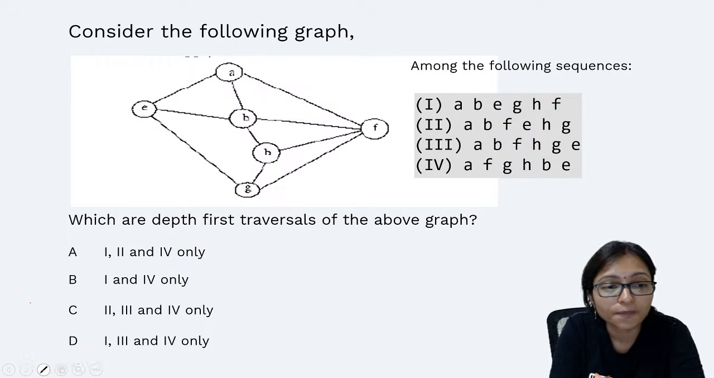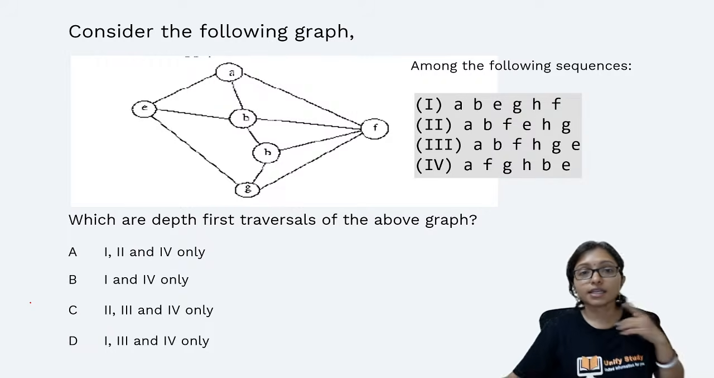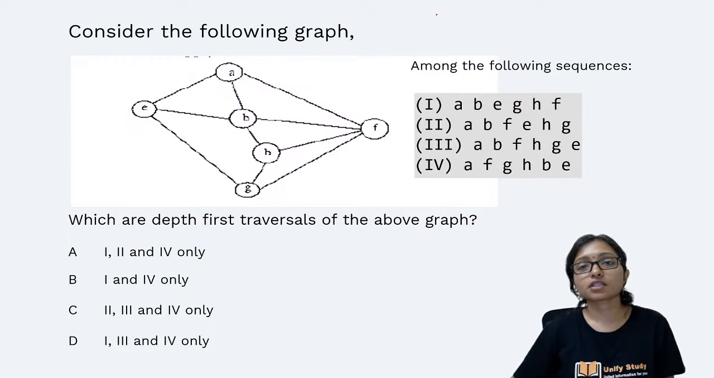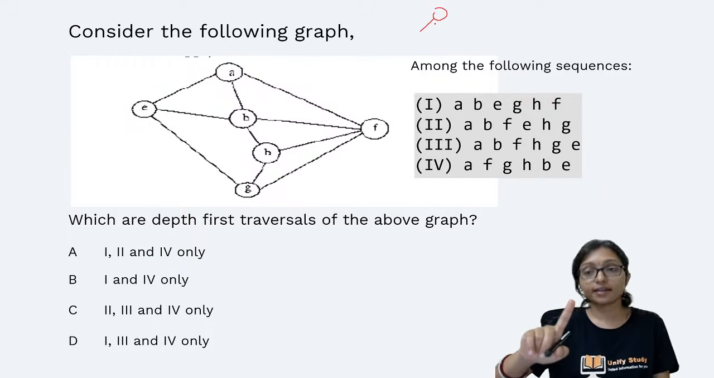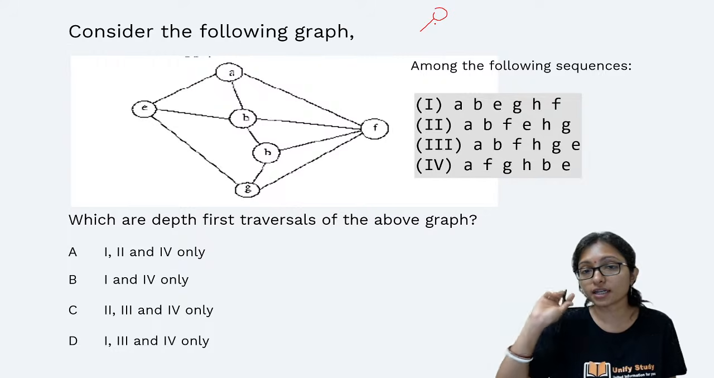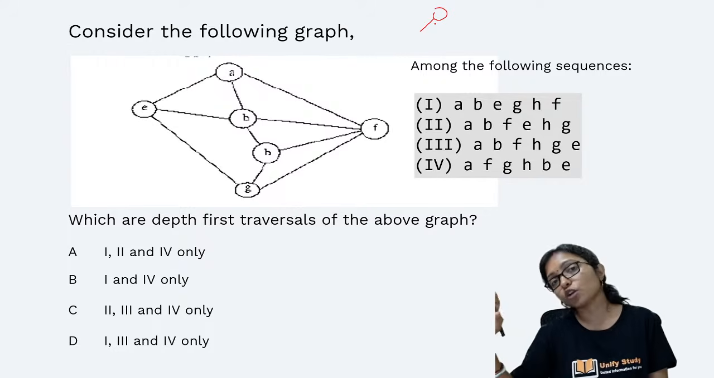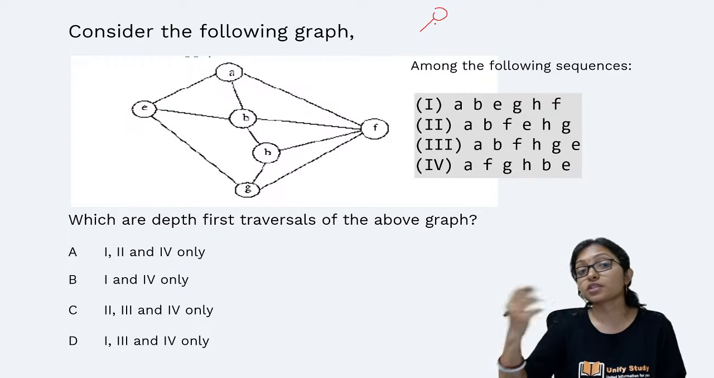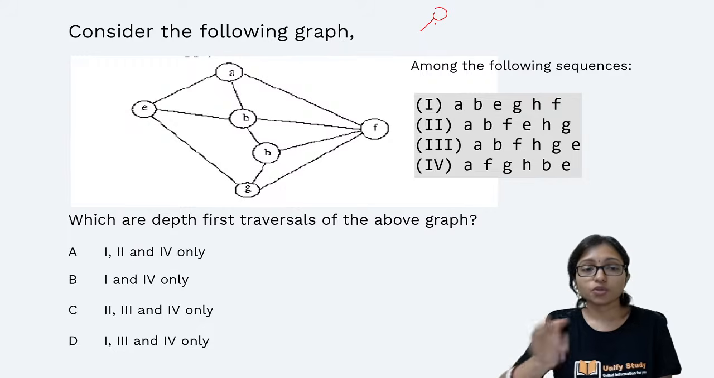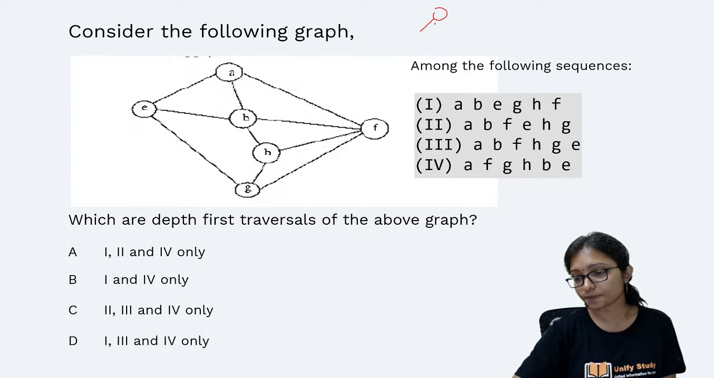Do the question. DFS means depth first search, because it is going from one node to another node which is connected. I can move to the connected node only. I cannot move to a node which is not connected. So do it. What will be the correct answer?